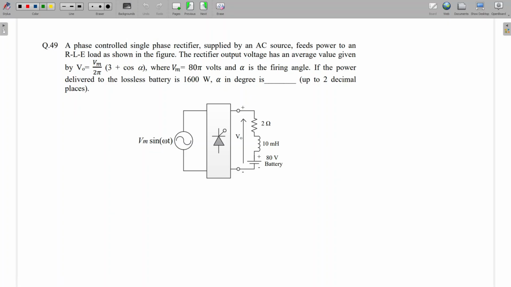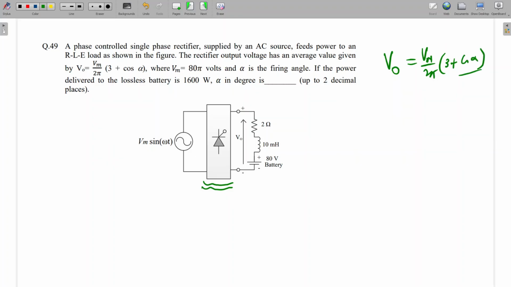So this was asked in 2018. Some rectifier circuit is given. We don't know what the rectifier circuit is, but they have given the equation for it. What is the equation? Vo is equal to Vm upon 2 pi times 3 plus cos alpha. Vm value they have given as 80 pi. Alpha is the firing angle, and the power delivered to the lossless battery is 1600 watt. So here we are charging the battery.